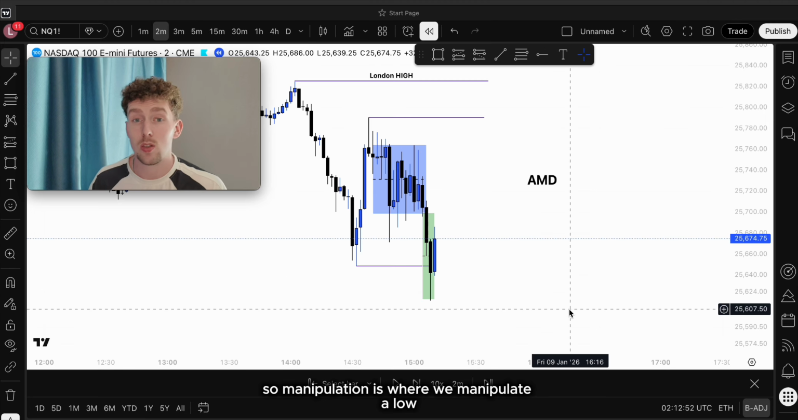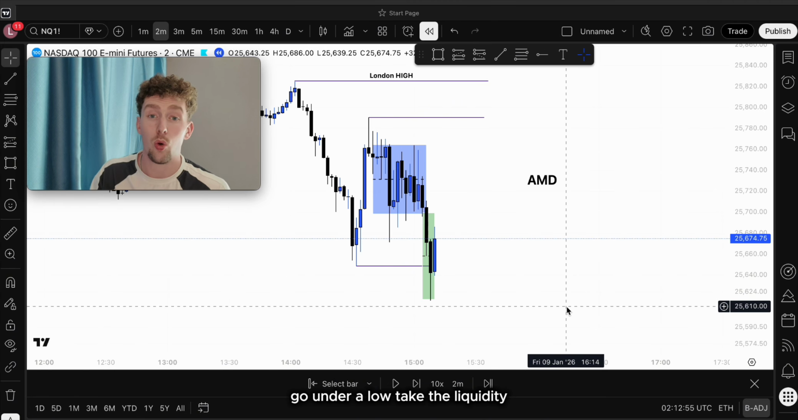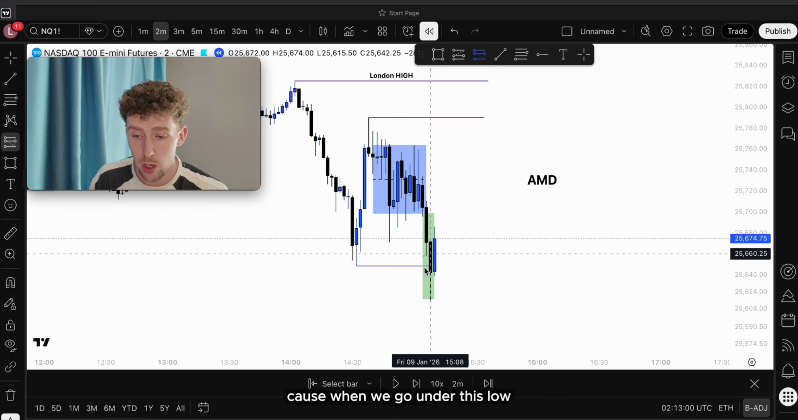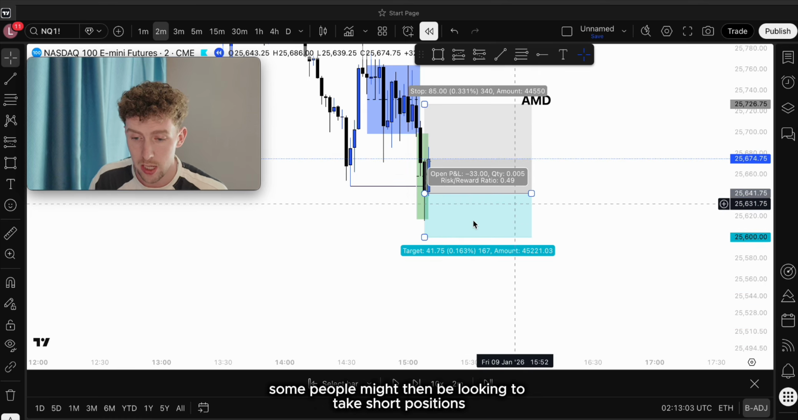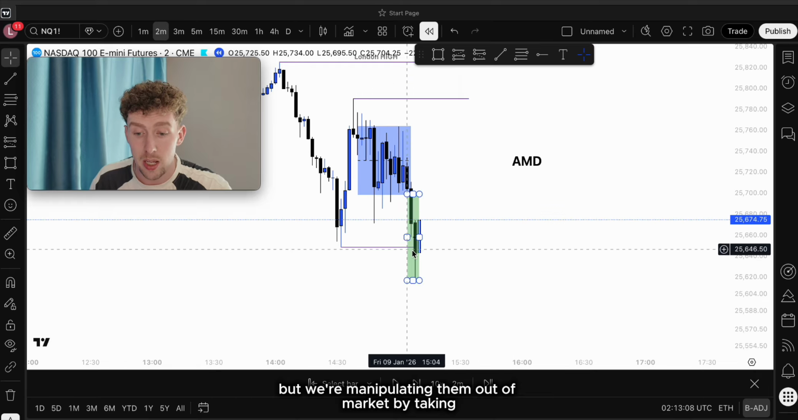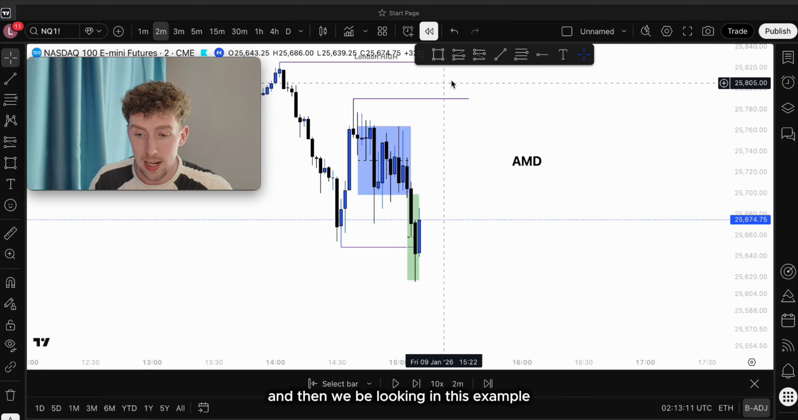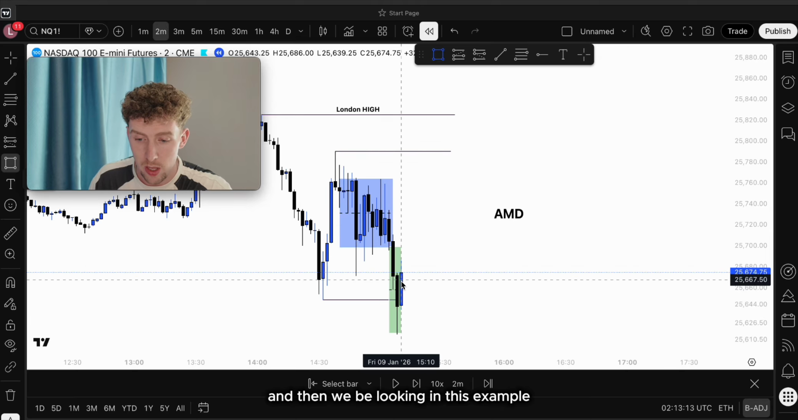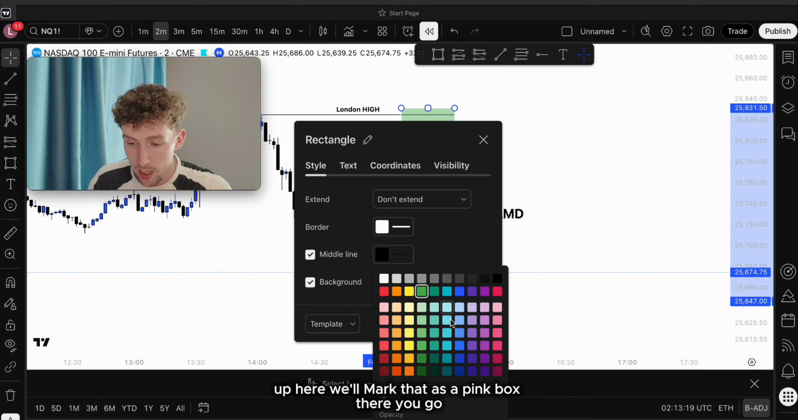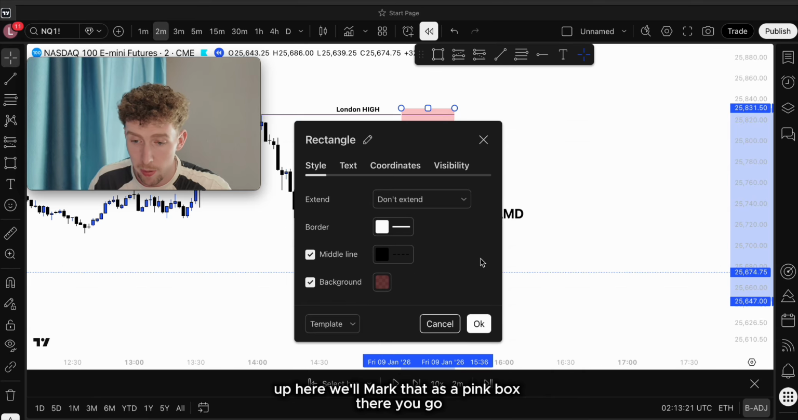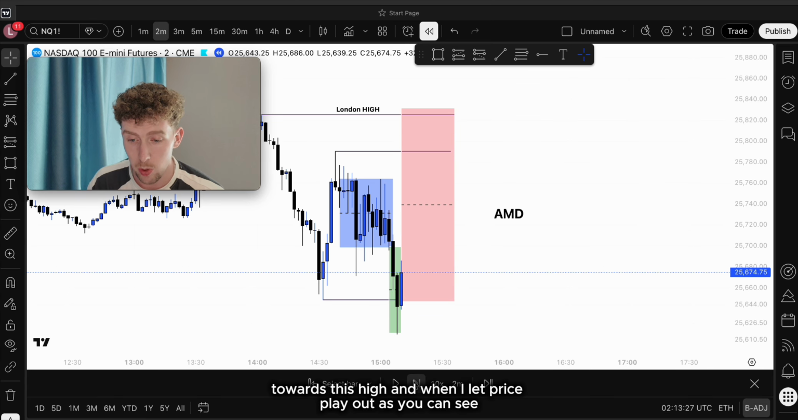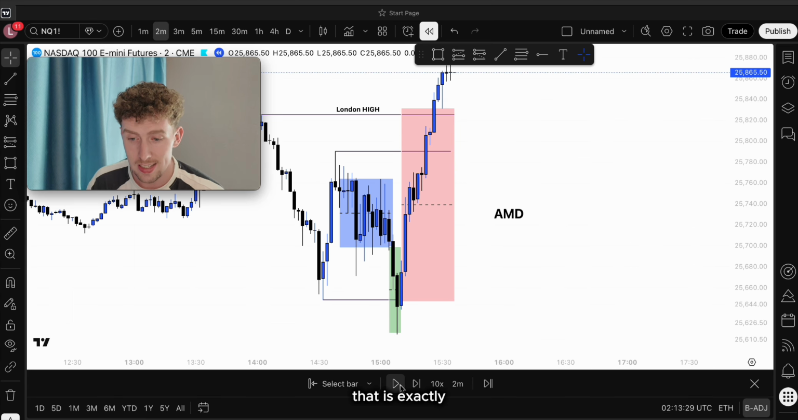So manipulation is where we manipulate a low, go under a low, take the liquidity and reverse from that area. That is the manipulation. Because when we go under this low, some people might then be looking to take short positions down the trades down here. But we're manipulating them out of the market by taking this low with this liquidity sweep. And then we'd be looking, in this example, for distribution back to the upside to the London high up here. We'll mark that as a pink box. There you go. We're looking for the distribution back to the upside towards this high. And when I let price play out, as you can see, that is exactly what happens.